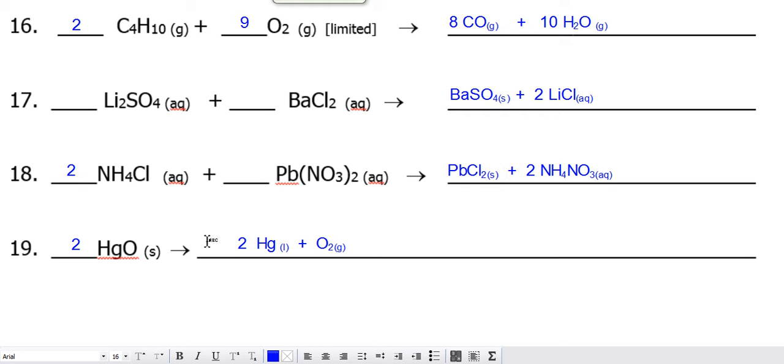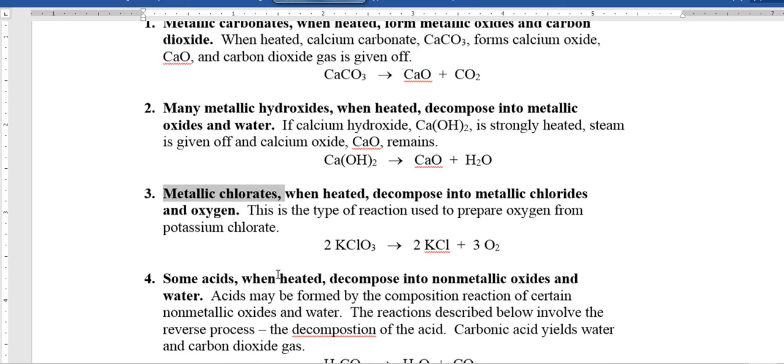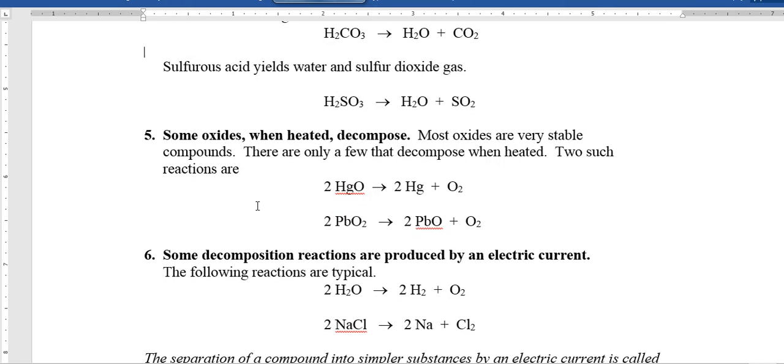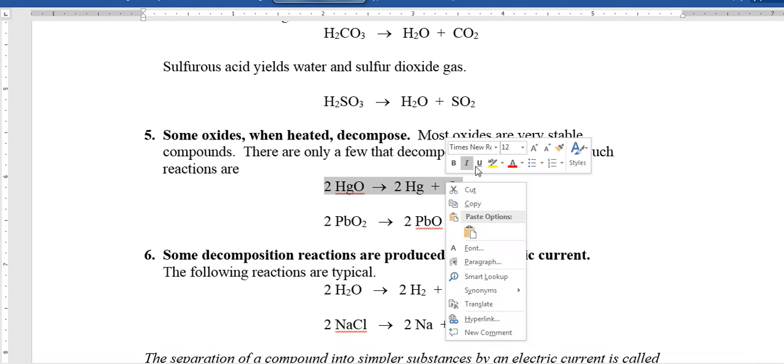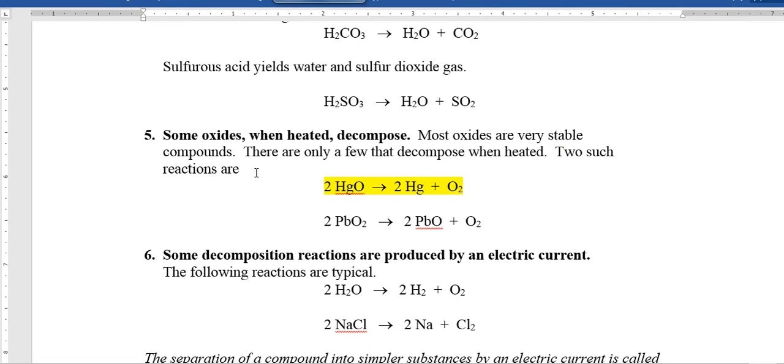And this looks like a decomposition, but it should say something on it, like heat. Sorry about that. If it said heat, that would look a whole lot like it. Oh gosh, it actually is this example right here. So for those of you who are using this sheet at home, when you do your homework, you'll probably notice that real easily, right? But it says oxides when heated decompose, meaning you just break them apart.